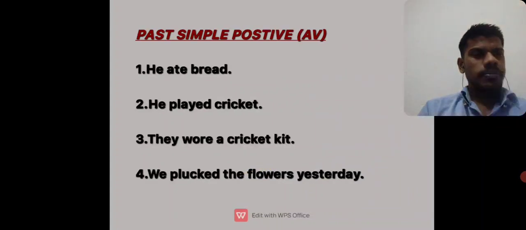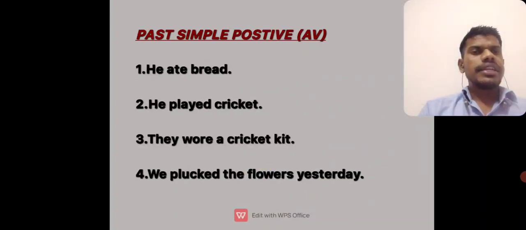Let us see here past simple positive tense. He ate bread, he played cricket, they wore a cricket kit, we plucked the flowers yesterday. See here, subject plus V2 plus object. Here the object is singular. Let me make it into passive form. Bread was eaten by, he becomes him. You may be asking why do you use was? Why don't you use were? Because the object is singular, I cannot use were.